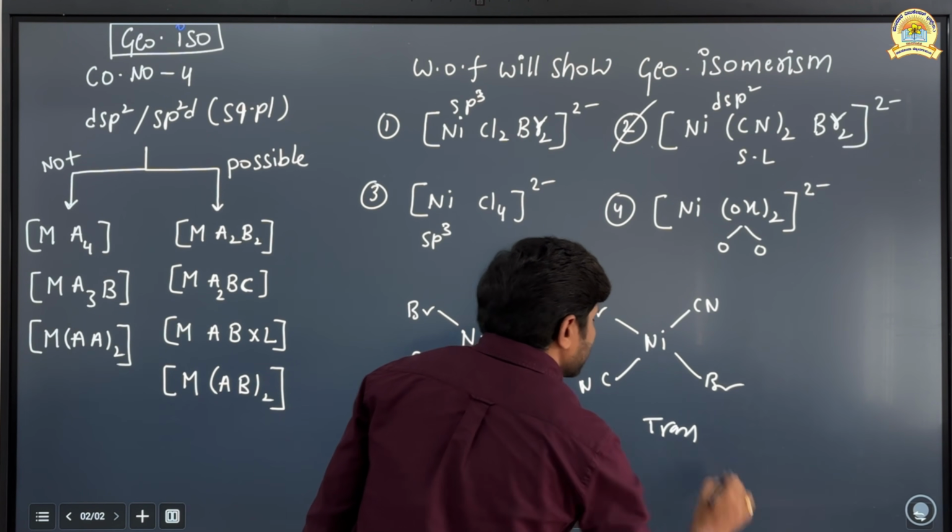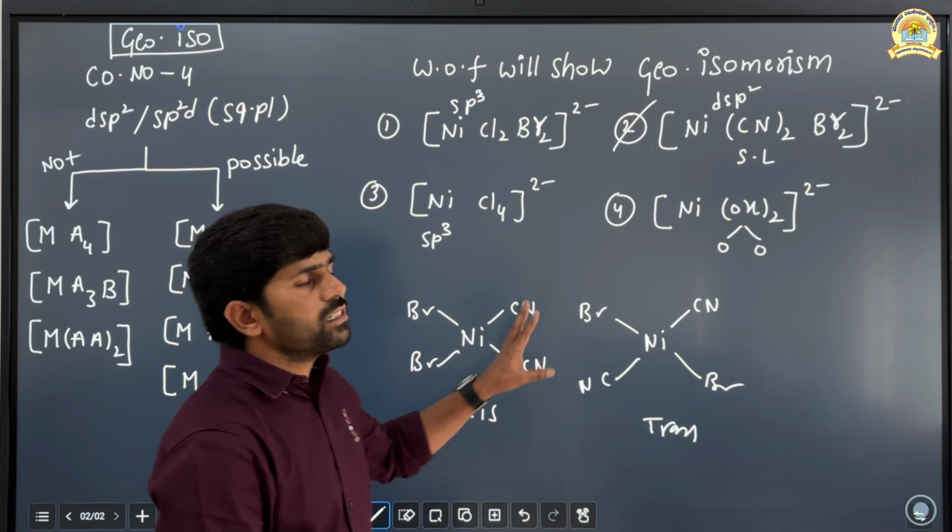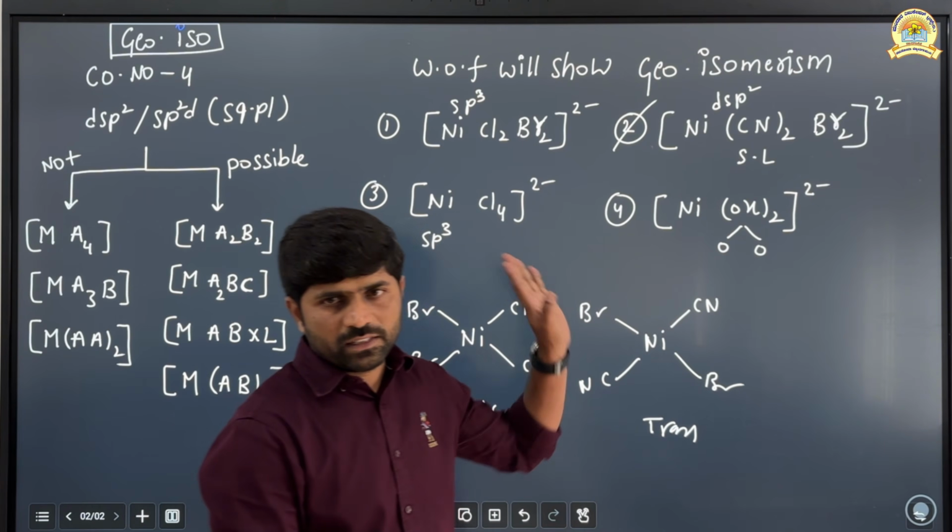A trans isomer is there. Okay, cis isomer and trans isomer. So like this, the geometrical isomers will form.